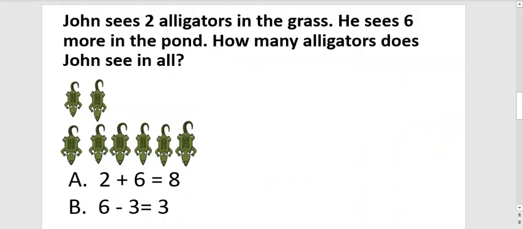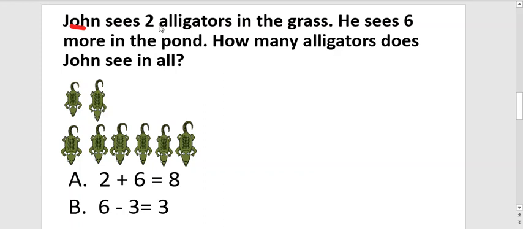So our first problem says John sees 2 alligators in the grass. He sees 6 more in the pond. How many alligators does John see in all? So I already read my problem. My second step is to circle the numbers that I see in the problem.